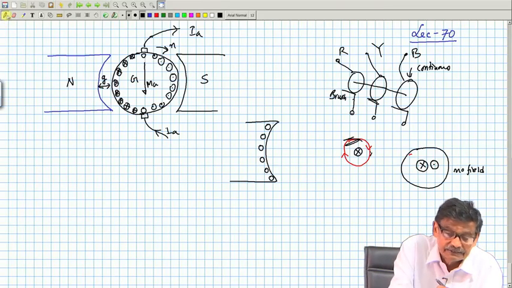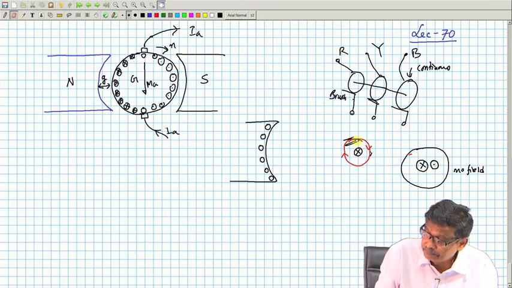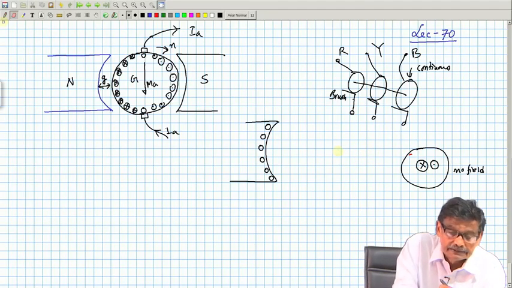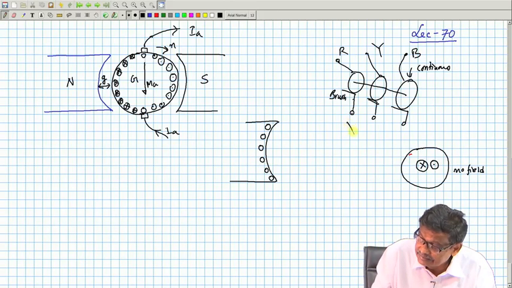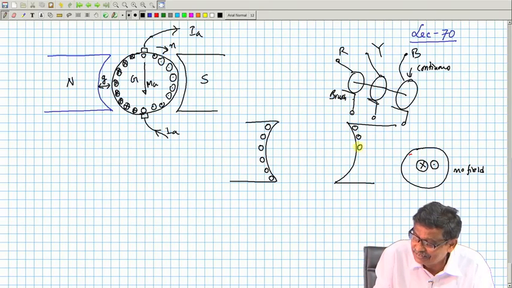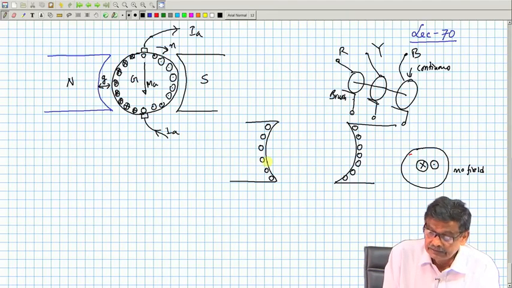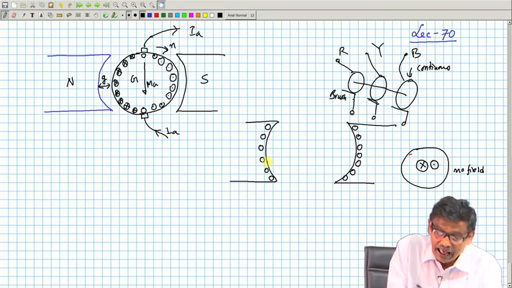On the other side also I will do like this, that is this one. I will put conductors like this. This is the stator structure, mind you, and this is suppose one turn, this is another turn, these are all stator coils.